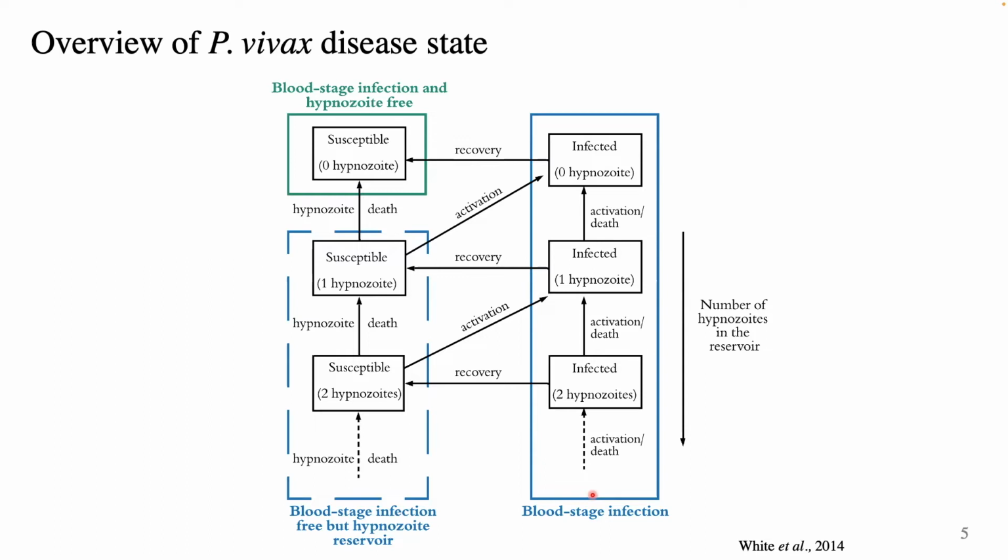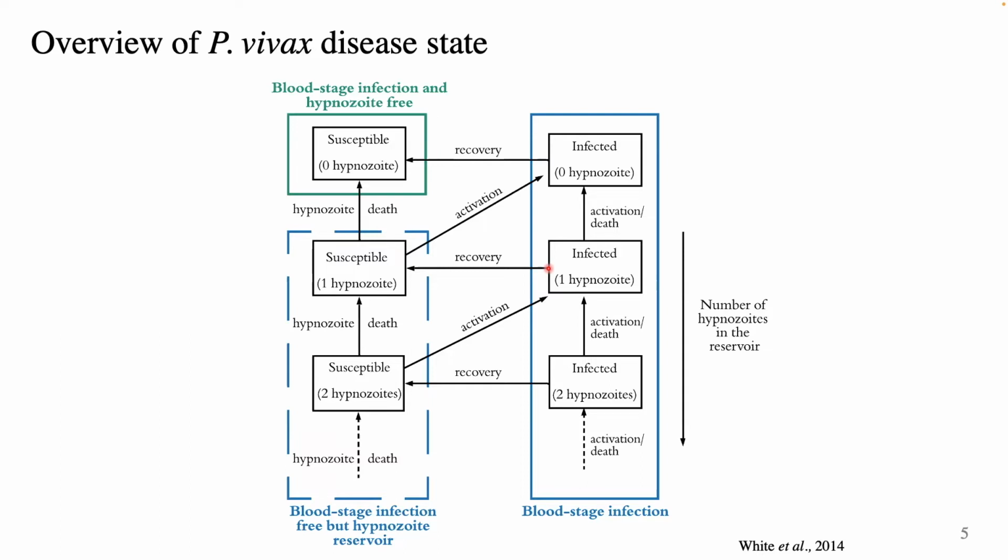So if you are susceptible, you have 2 hypnozoites, and if a hypnozoite activates, then you have 1 less hypnozoite, but you're still infected. That's the complexity of the different Vivax disease states, if you want to capture more realistic dynamics as well as the hypnozoites within individuals.